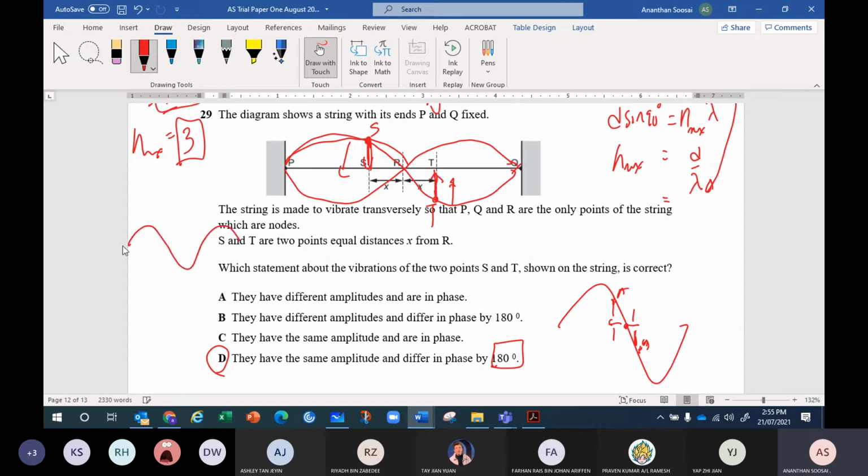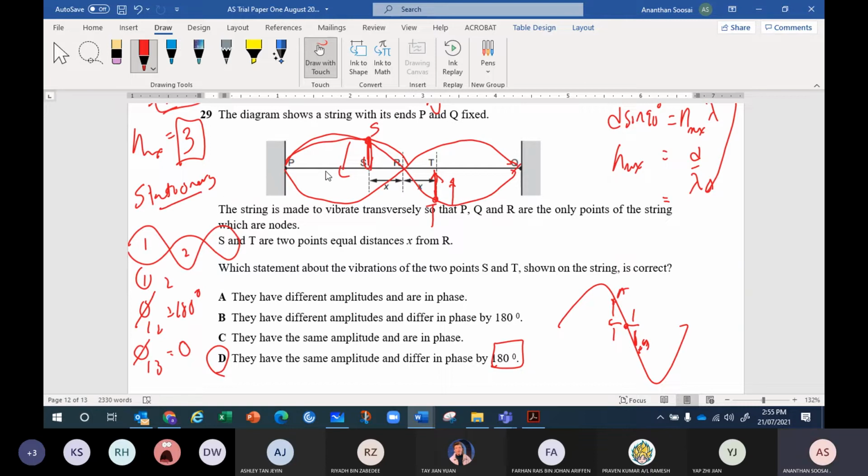Okay, all the particles of the first loop and second loop have a phase difference of 180. All the particles of the first loop and the third loop have a phase difference of 0, no phase difference. This is only applicable for what? Stationary wave. Not applicable for progressive wave.